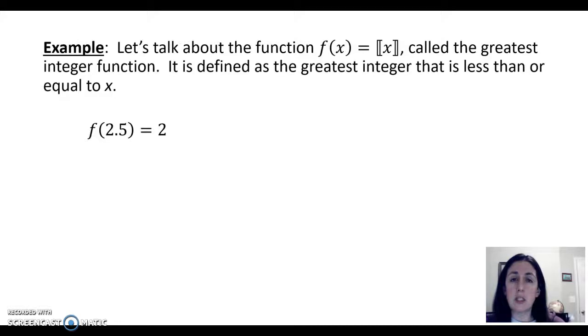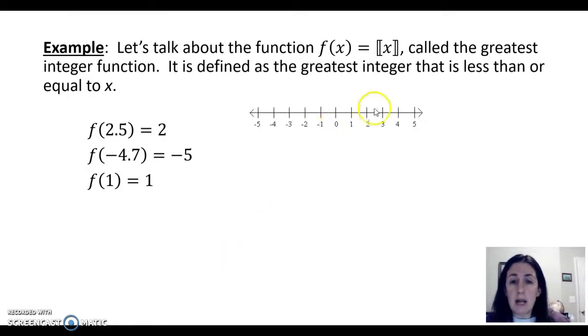So one of the things that we can do is draw a number line and plot where 2.5 is, and then just look to the left. And what's the first integer you see to the left? 2. The greatest integer that is less than or equal to -4.7. So again, we draw it on a number line, find where -4.7 is, look to the left, and the first integer you see right there, the largest one, is -5. Now the greatest integer that is less than or equal to an integer itself would be itself. So the greatest integer that is less than or equal to 1 would be 1. So again, you can draw these on a number line. Here's 2.5, look to the left, the largest integer is 2.